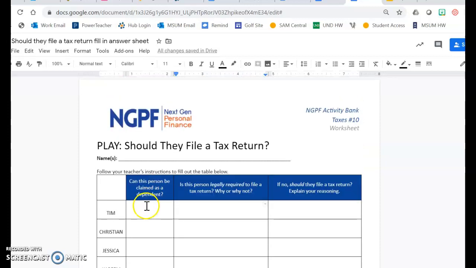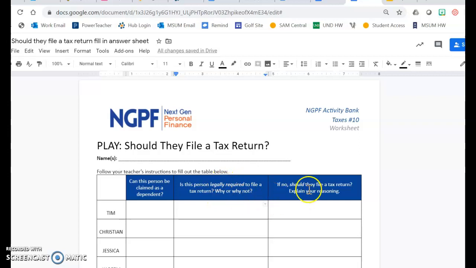So notice there's a bunch of different people. You're going to determine based on the information given, can this person be claimed as a dependent? This one's a pretty easy, straightforward yes or no answer. This next box says, is this person legally required to fill out a tax return? Why or why not? So please write in complete sentences and explain why or why not.